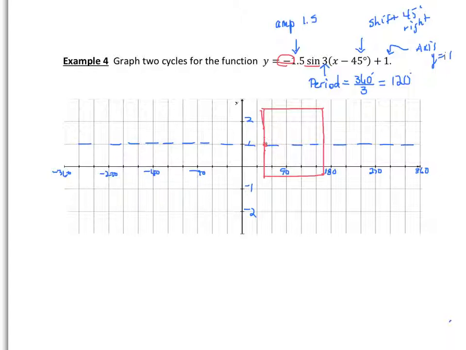So we're going to mark off our key points. So at each end, plus right in the middle, we have points along the axis. Since it's negative, then we're going to go down to a minimum first, and then back up to a maximum. Connect them. Now it says to draw 2 cycles. So I will continue that pattern.